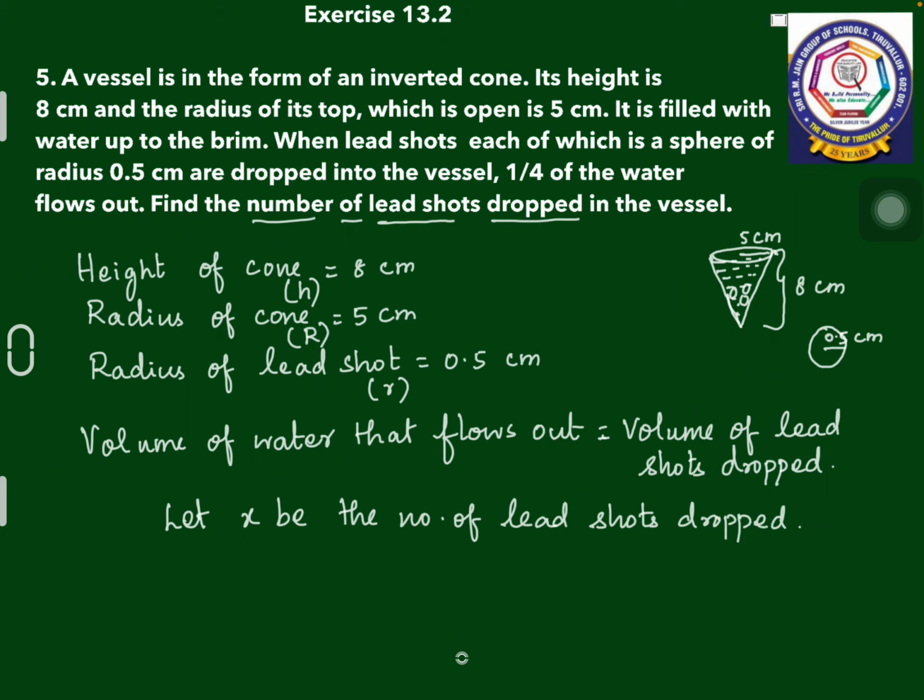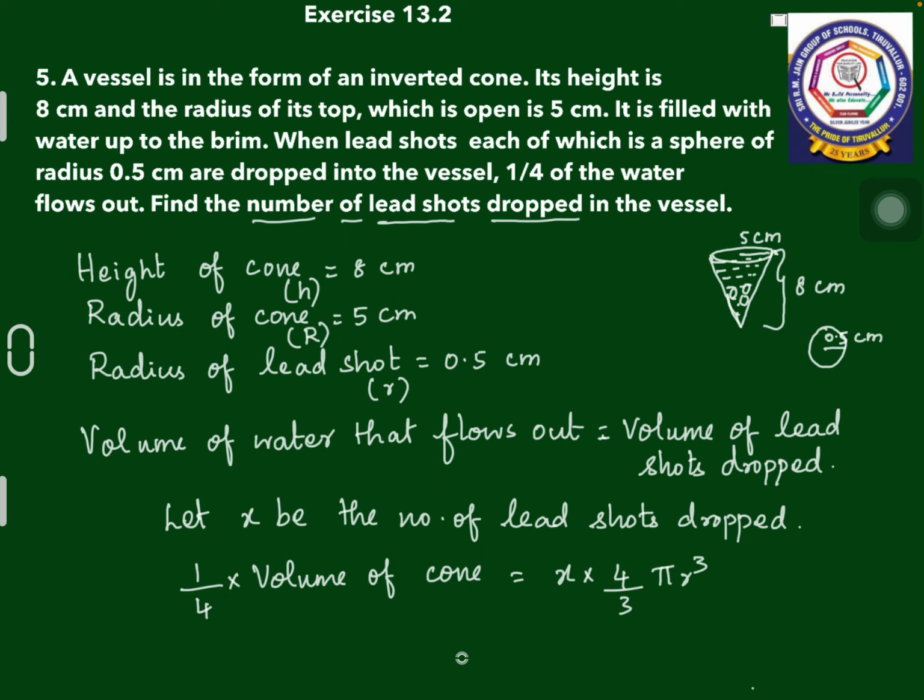So, how much volume of water flows out when lead shots, each a sphere of radius 0.5 cm, are dropped into the vessel? 1/4 of the water flows out. That is, 1/4 of the volume of the cone is equal to the volume of the lead shots dropped. What is the volume of one lead shot, which is in spherical shape? 4/3 pi r cube. Now, how many lead shots were dropped? So, x into 4/3 pi r cube.